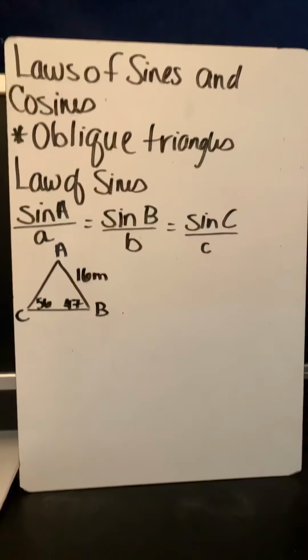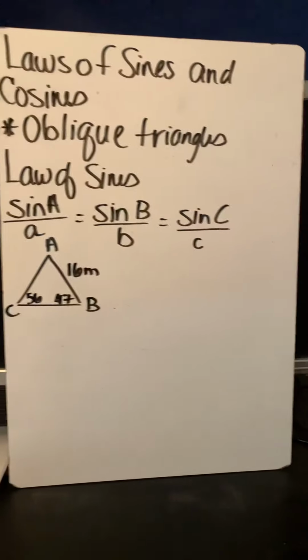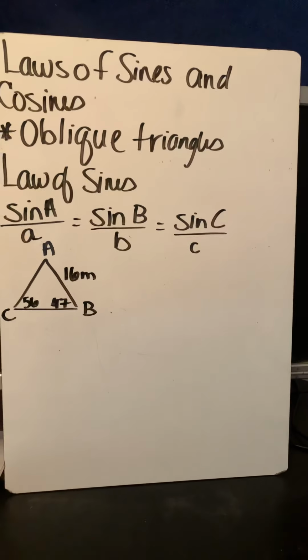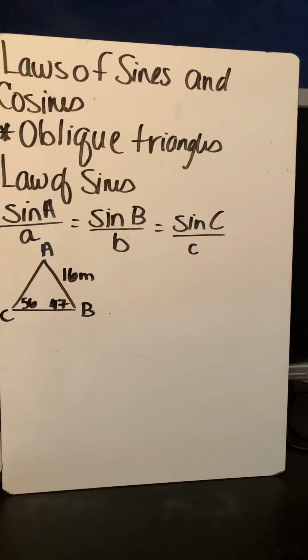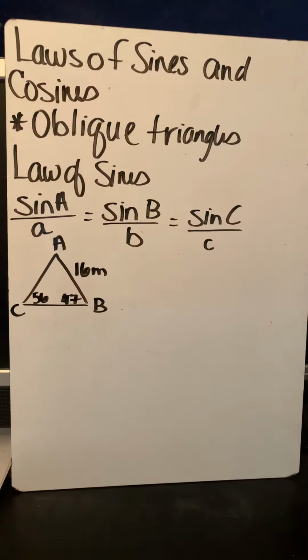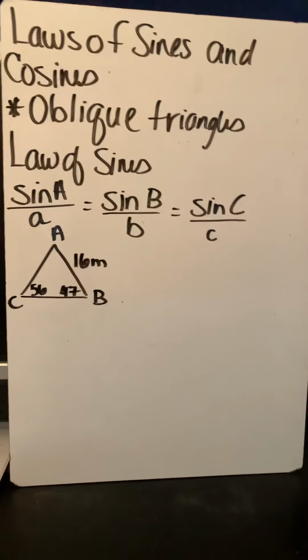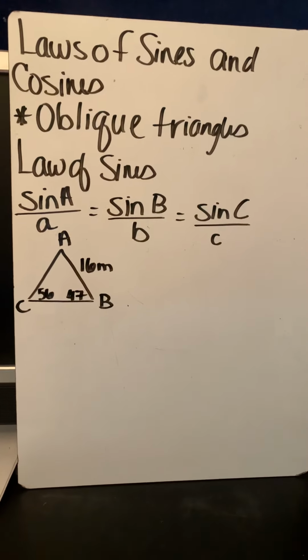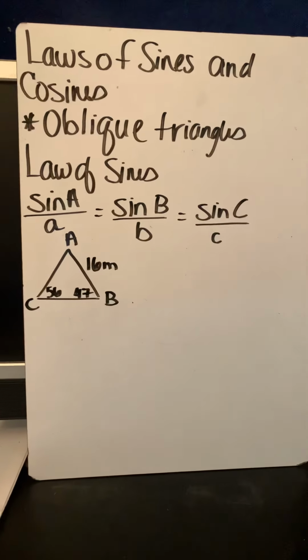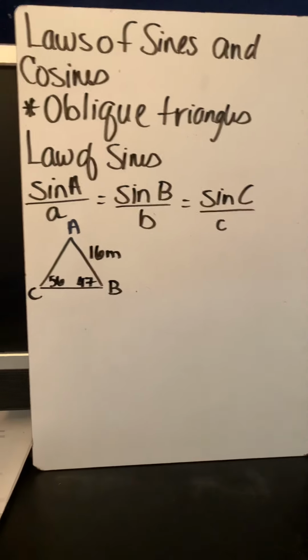So the first one I'm going to go over is the law of sines. You cannot do the Pythagorean theorem with oblique triangles because the only time you can do the Pythagorean theorem is if you have right triangles. Okay, so no Pythagorean theorem. Regular SOHCAHTOA will not work on oblique triangles. That's why we have to use the law of sines or the law of cosines. So law of sines first.